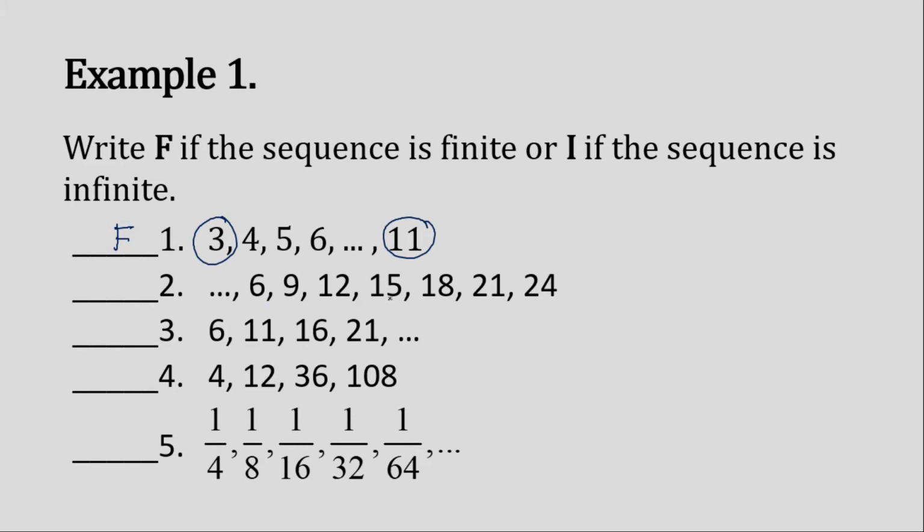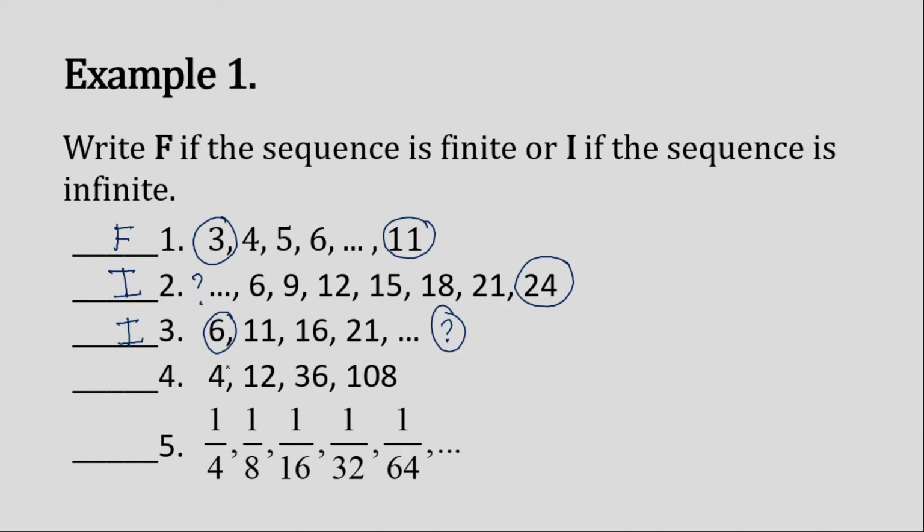On example number 2, we can see that 24 is the last term, but there's no number before the ellipsis. So the terms before 6 are infinite. So this is an infinite sequence. Number 3, we can see that 6 is the first term, and there is no last term for this sequence. So this is an infinite sequence.